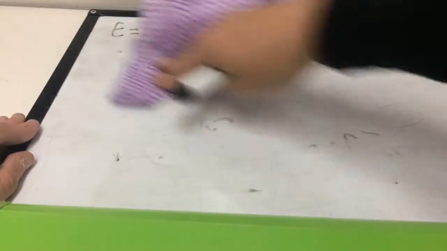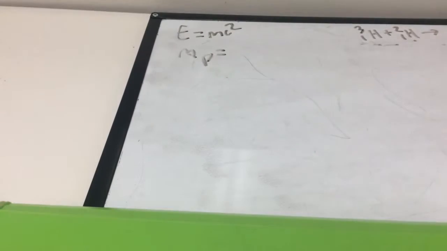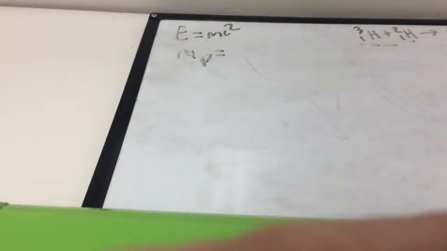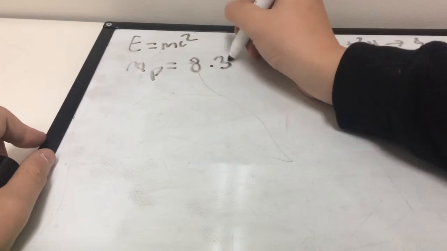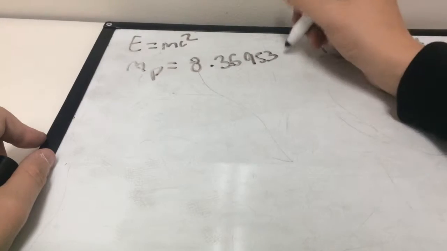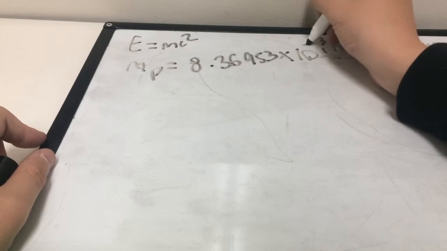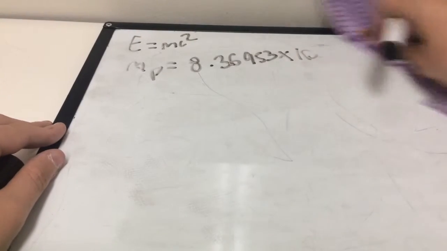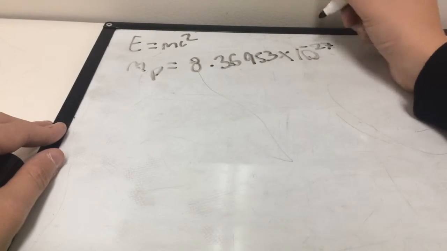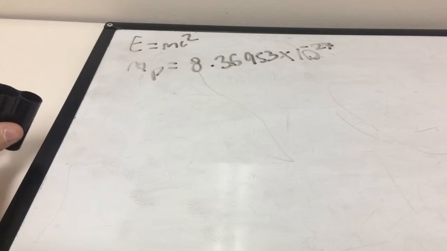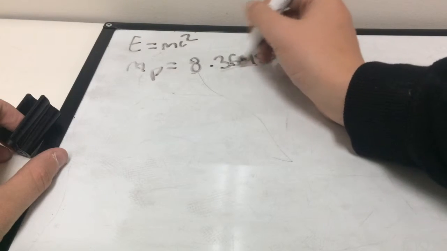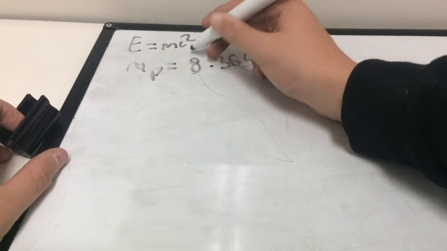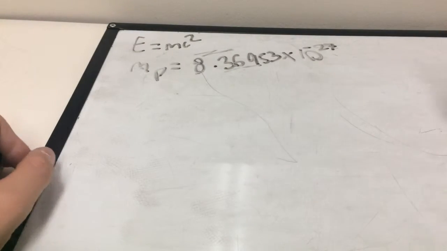I've got it on my calculator, so I'm just going to rub it out and put up here: predicted mass. Our predicted mass we just found is going to equal 8.36953. Do you have to write in all the numbers? In most circumstances, not really. They'll probably give you something like two or three significant figures, which is basically how many places after this. So if they say 2, they want this times 10 to the negative 27. It depends on what the question's asking.